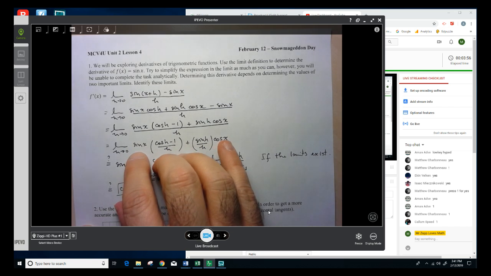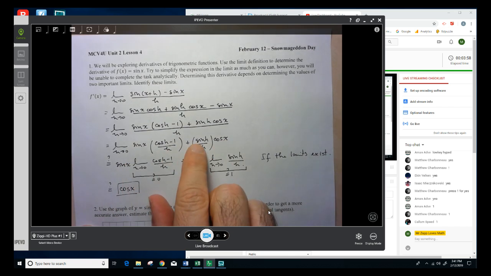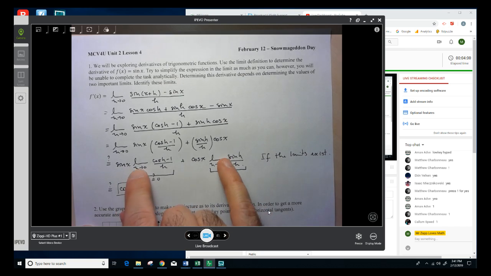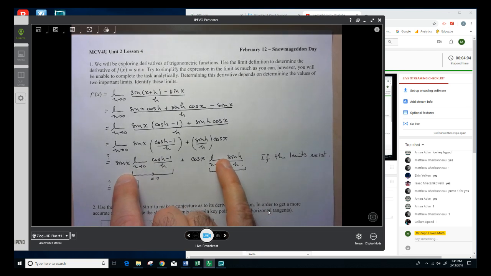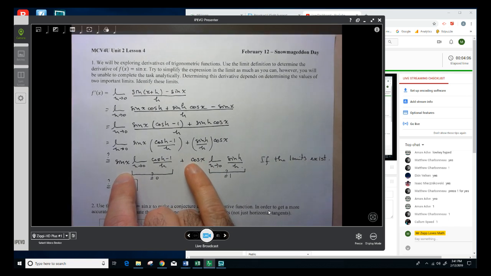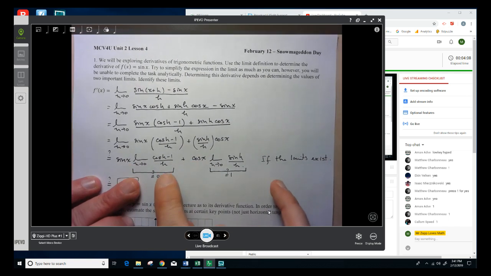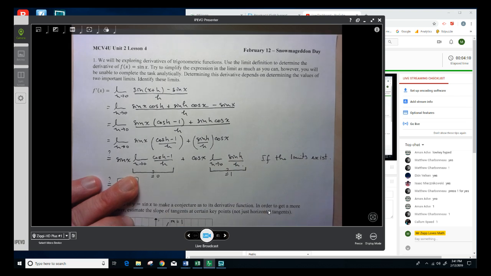So again, sine x and cos x are just constants. So I've got this addition. I consider applying the addition rule plus the constant multiple rule for the limits, but that only works if these limits exist. So that's the first thing we ask ourselves: does the limit exist?